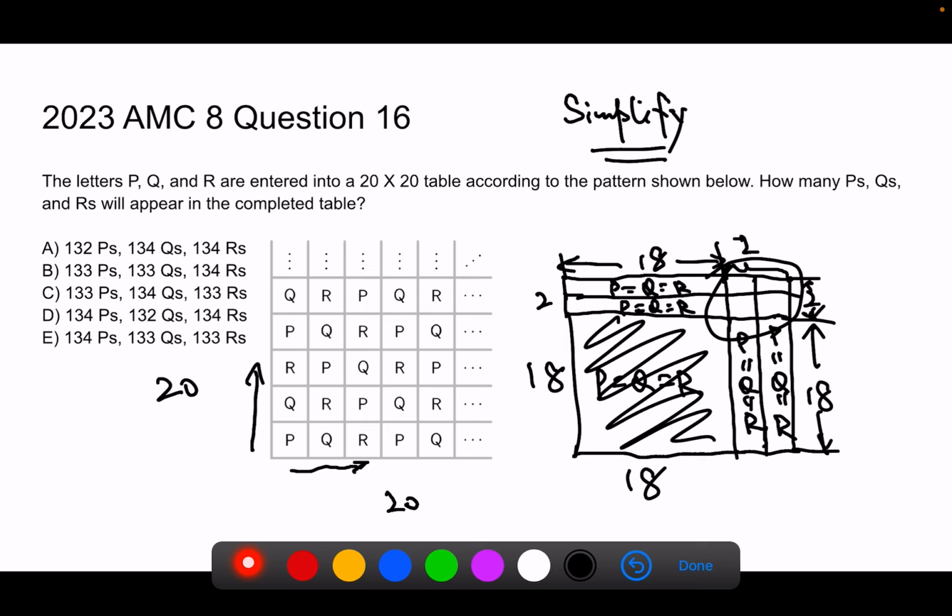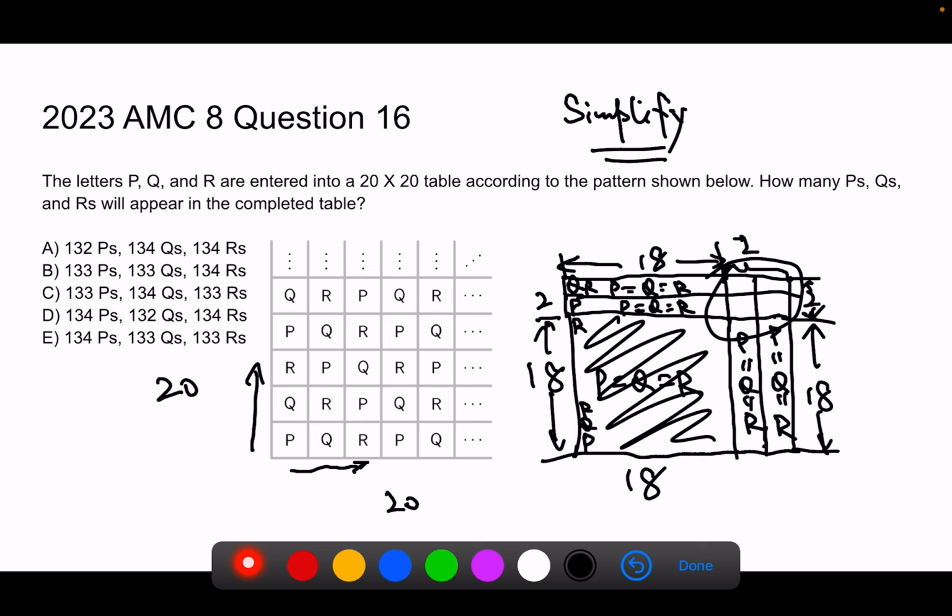Well, let's dive deeper into those 4 squares now. Starts from the bottom left. It's PQR, PQR, PQR, PQR. It ends with R because it's 18 rows here. So the next one got to be P, and the next one got to be Q. Okay, so the first row starts at Q. Top is Q. The second row below the top starts with P. Well, then it repeats itself, right?